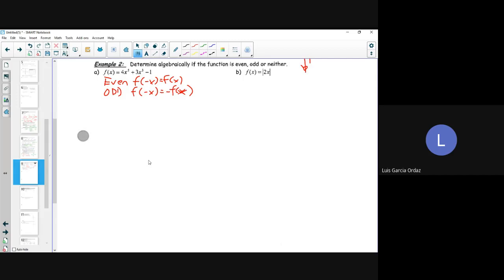So we know our f of x is 4x to the 5 plus 3x cubed minus 1. Okay? So for even, f of negative x is equal to f of x. So 4 bracket negative x to the 5 plus 3. So wherever you see an x, you're just subbing it in with a negative x. Okay?